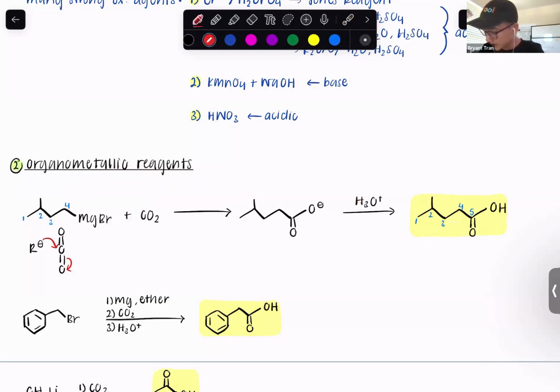I could make it more clear by starring and dotting the nucleophile and electrophile. This is the nucleophile right here, which is the starred atom because it's directly attached to the MgBr. This is the electrophile right here because it is positively charged.